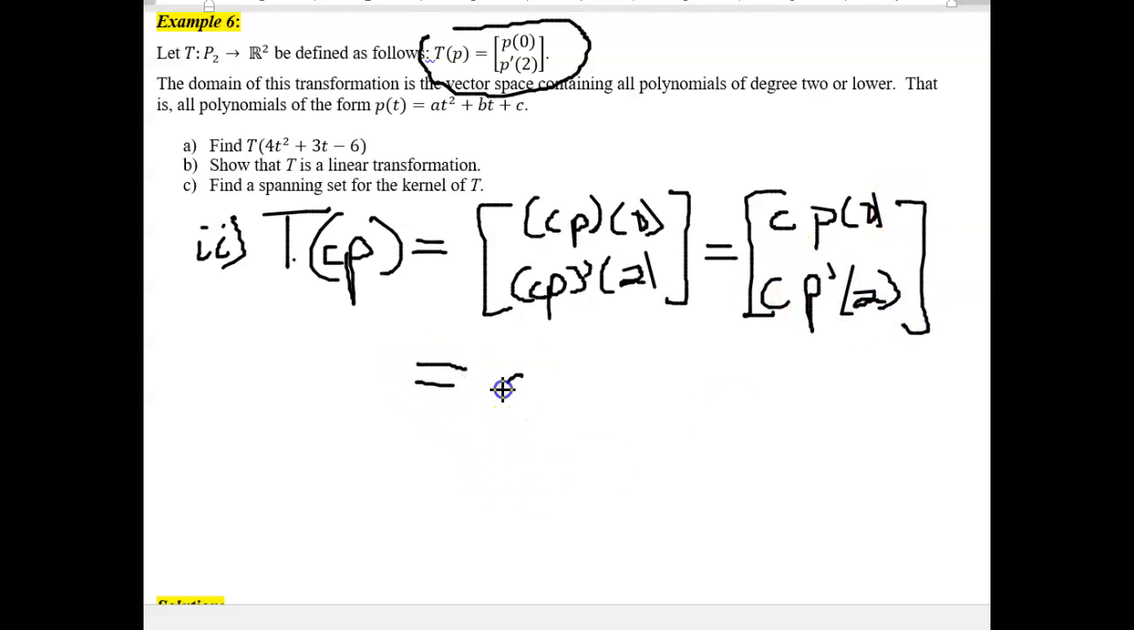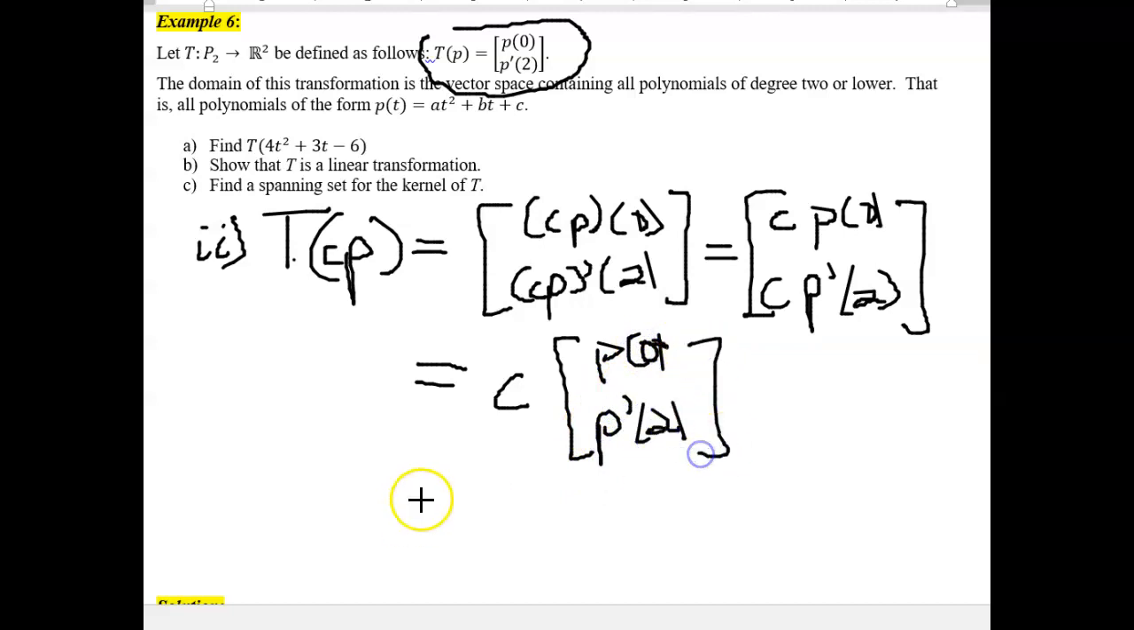And we can factor c out of that vector overall, so that's c times p of 0 and p prime at 2. And so this now is the scalar c times T of p. So that second property is satisfied, and that shows that T is a linear transformation. I'm going to solve this third part here in a separate video.